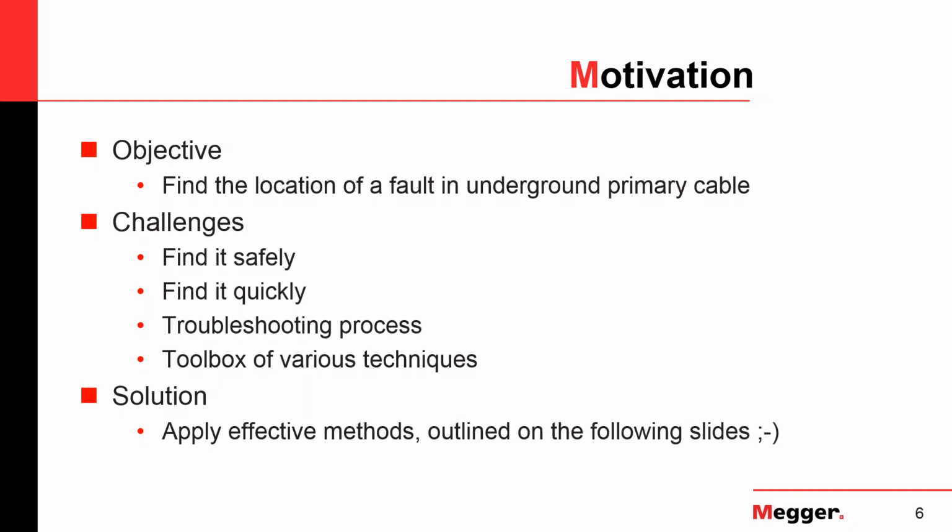So let's start with the motivation for cable fault location. When there's a fault happening in the field, what is the objective that we are trying to address here? And of course, it is to find the fault and then take appropriate measures. The problem with this is it's not a straightforward process. You're typically under pressure. You have to find it quickly, but you also have to find it safely. Nobody should be harmed.